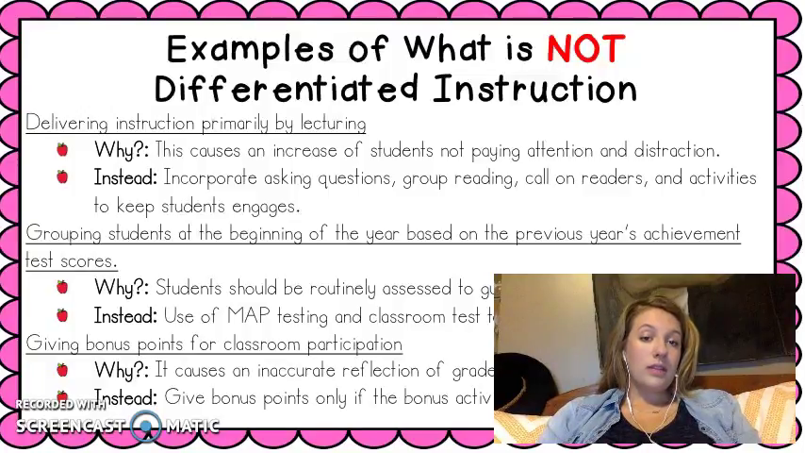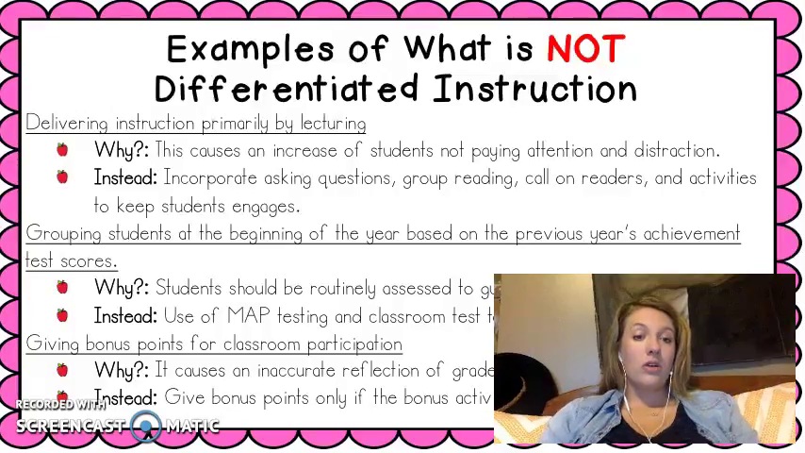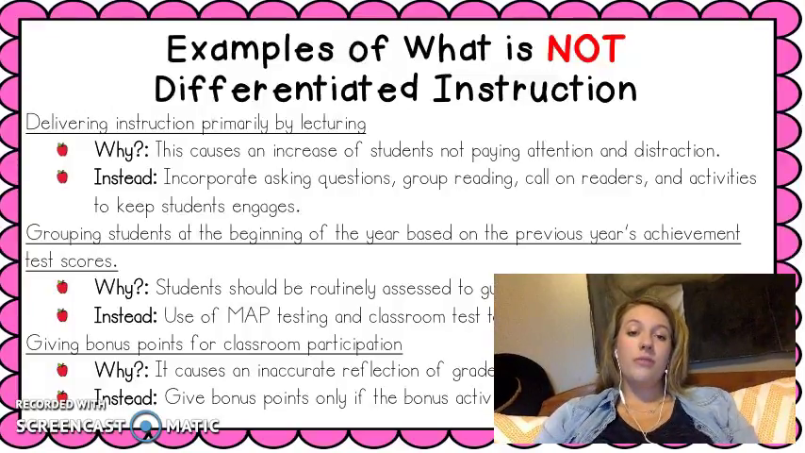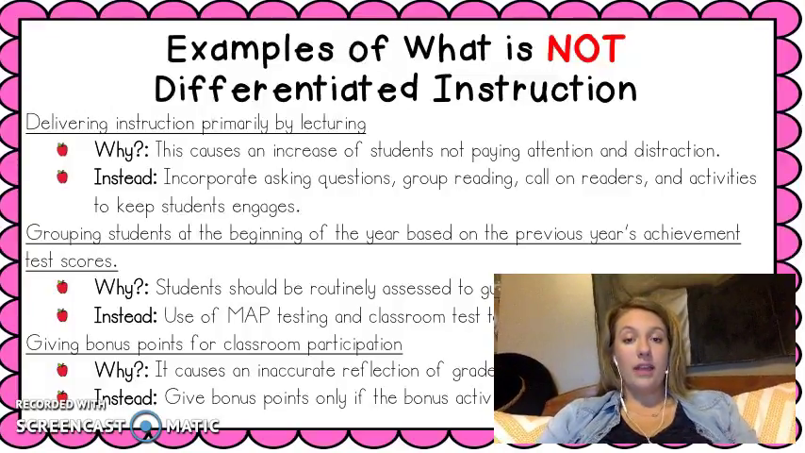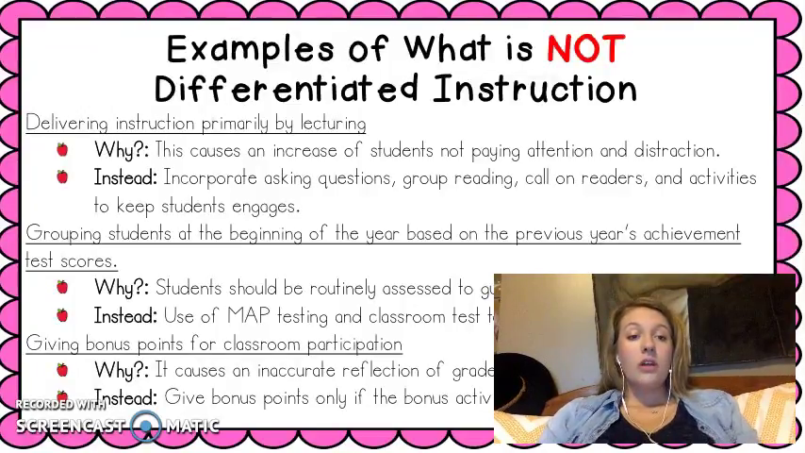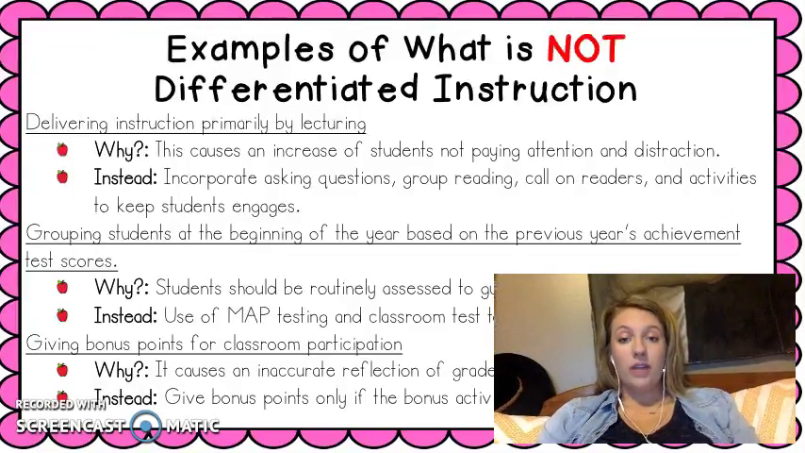Grouping students at the beginning of the year based on the previous year's achievement test scores. Why? Students should be routinely assessed to guide their learning. Instead, use MAP testing and classroom tests to track retention of the information they learn.